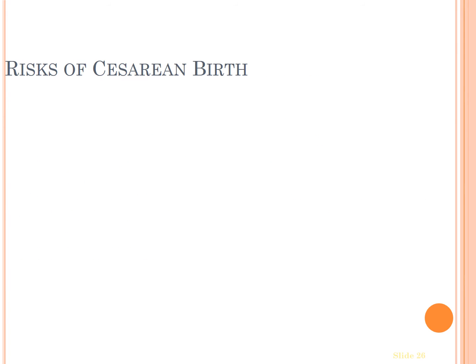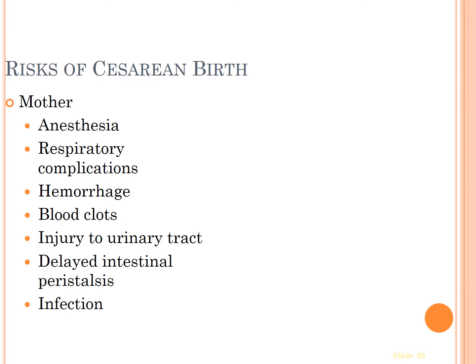Risks, of course, you want to review the risks of anesthesia that we talked about in Chapter 7. Respiratory complications, hemorrhage, blood clots, injury to the urinary tract, the bladder, and the uterus. The uterus sits right on top of that bladder, and so it can get in the way, and that's one reason moms are catheterized, so hopefully it keeps the bladder empty. Delayed intestinal peristalsis, they can develop an ileus or a bowel obstruction, and of course infection. We've made an open incision.